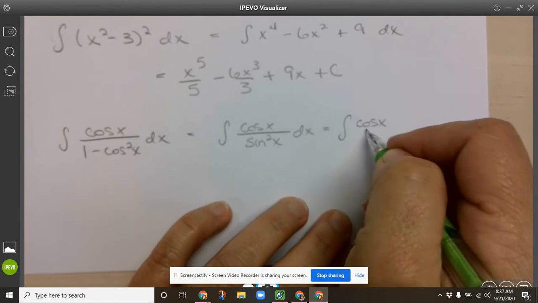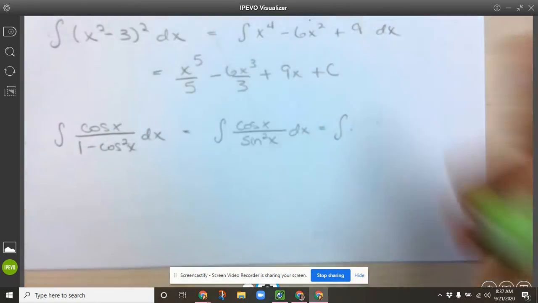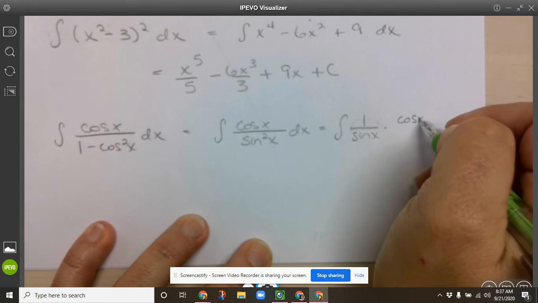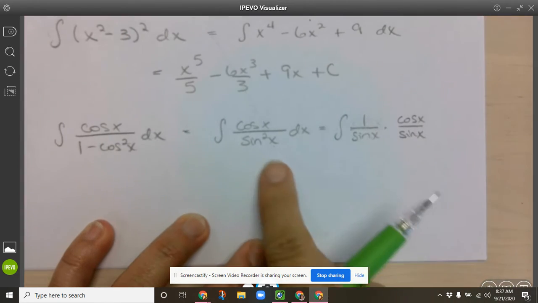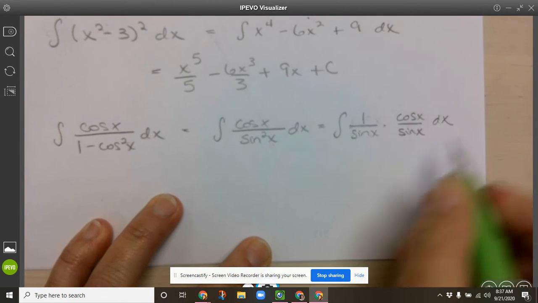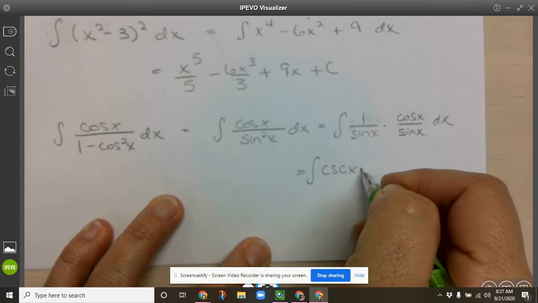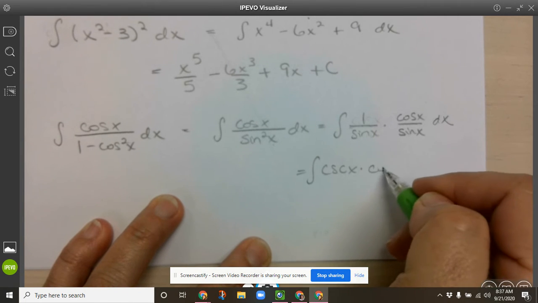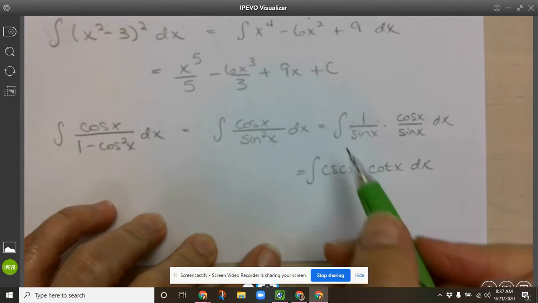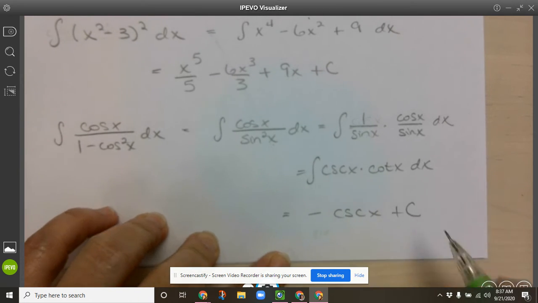However, if I split up that denominator, actually, I'm going to write it a different way. Make it 1 over sine x times cosine x over sine x. So the sine squared x, I just made it sine x times sine x. 1 over sine x, of course, is cosecant x. Cosine x over sine x is cotangent x. And now this matches one of our rules, and we can anti-derive to get negative cosecant x plus c.